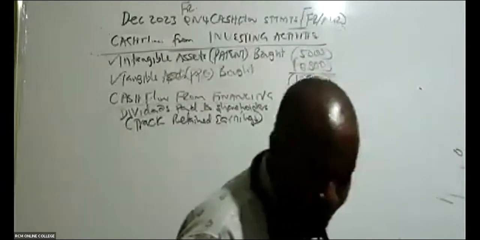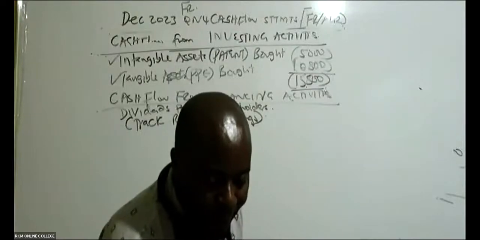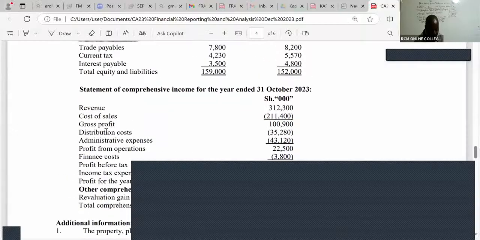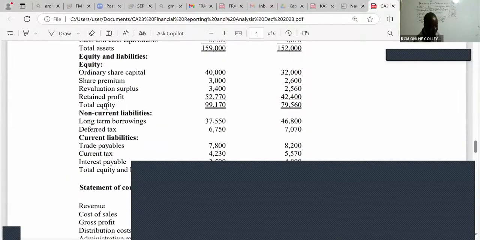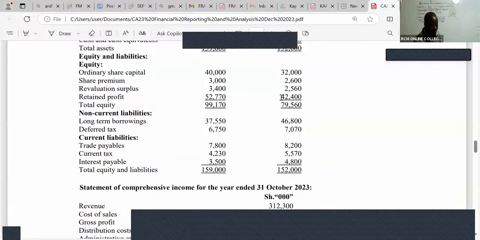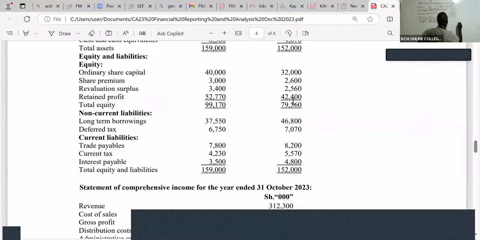Is there anybody who is able to see retained earnings in their balance sheet? Retained earnings is the same as retained profit. So you can see the balance brought down is 42,400. Remember, retained earnings in equity has to be credited. So balance brought down for retained earnings, which is the same as retained profit, is 42,400.